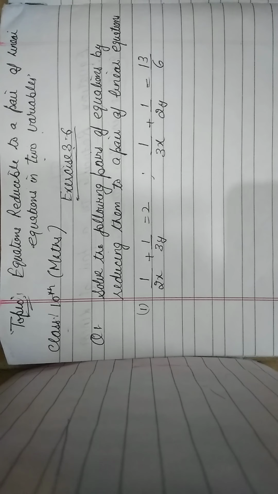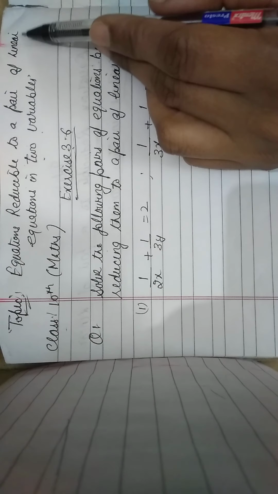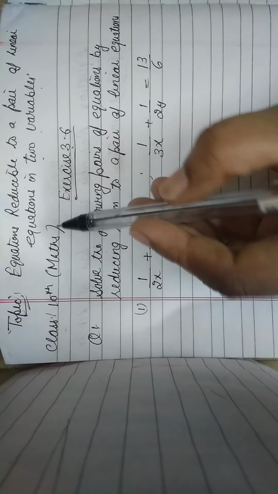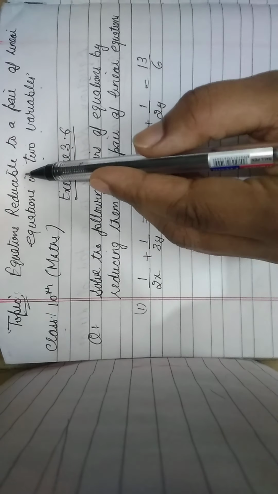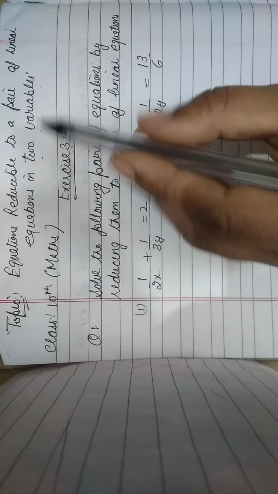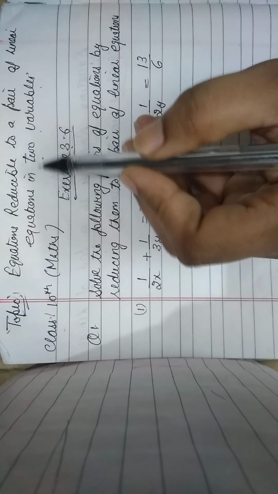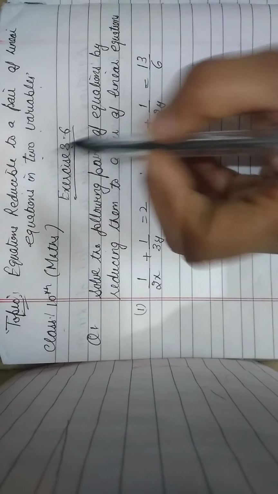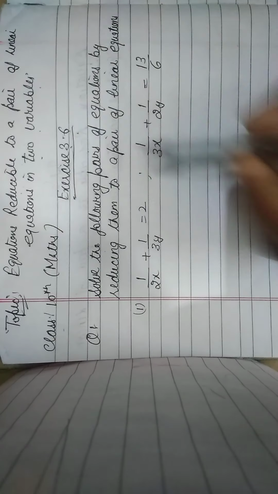Hello dear students. Today's topic is equations reducible to a pair of linear equations in two variables. In this topic, we shall discuss the solutions of such equations which are not linear but can be reduced into linear form by making some substitutions. This type of equation we understand with the help of Exercise 3.6. Now let us start the question first.